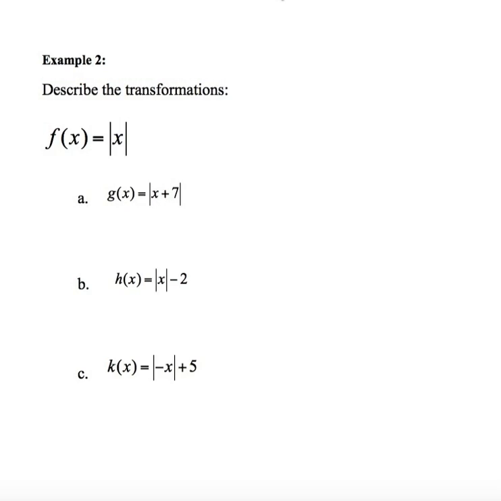Example 2. This time we're going to describe the transformations of our parent function f of x is equal to the absolute value of x. Again, just a reminder, let's think about what the absolute value of x looks like. We know that the absolute value of x is our function that looks like a v. So just think about taking that graph and shifting it up, down, left, right, or doing reflections across the x or y axis. This first one, we have absolute value of x plus 7.